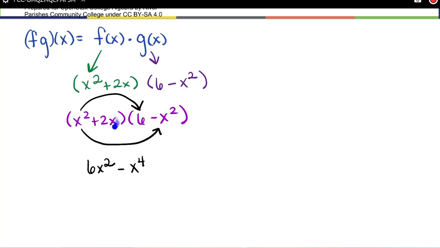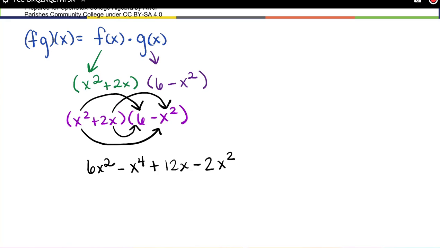Now I'm going to pick up with the 2x, and I'm going to distribute it to both terms. So I'm going to distribute it first to the 6. 2x times 6 is 12x, and then I'm going to distribute it to the negative x, and that gives me negative 2x squared. And then I'm just going to rearrange it so it goes in order of degree.